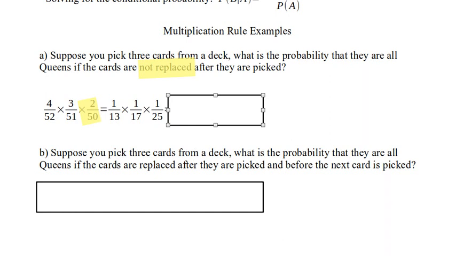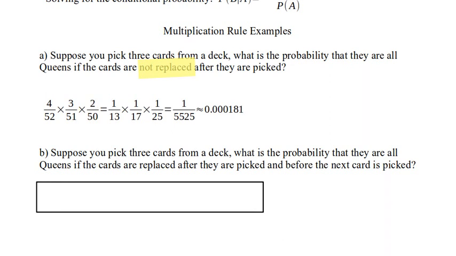1 times 1 times 1 gives me my numerator of 1. And then downstairs I get 5,525, which is an interesting number. When we actually perform that division, we get a relatively small number. Tenths, hundredths, thousandths, 10,000ths, 100,000ths, millionths. 181 millionths is the probability that we would pick 3 queens in a row.